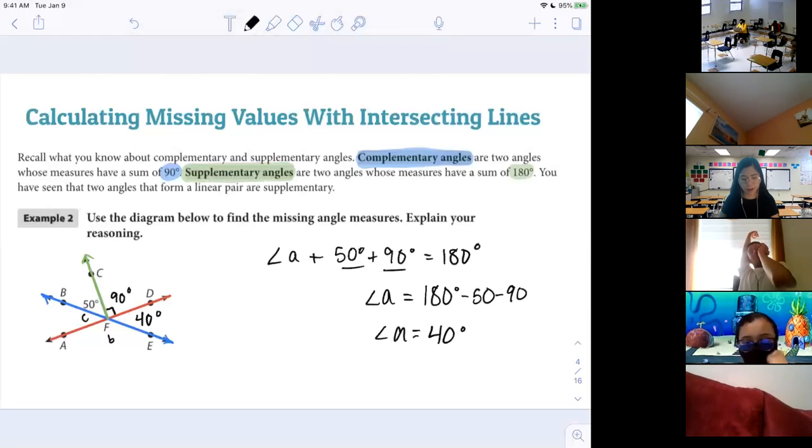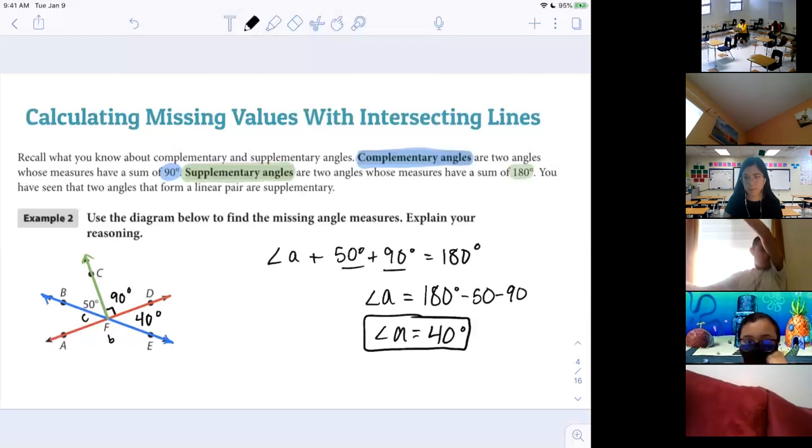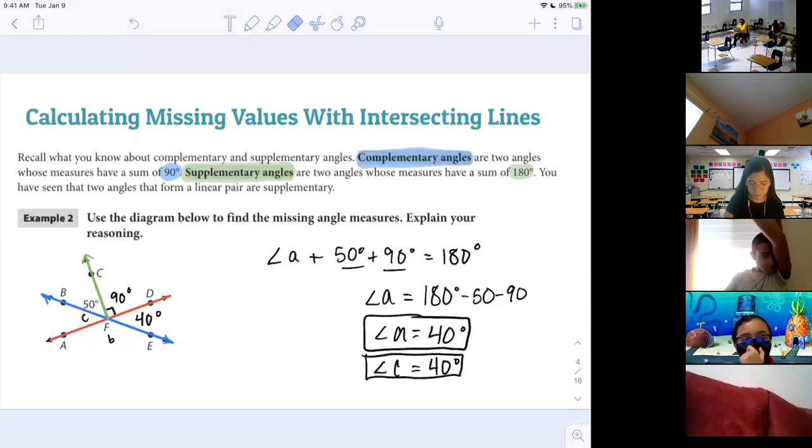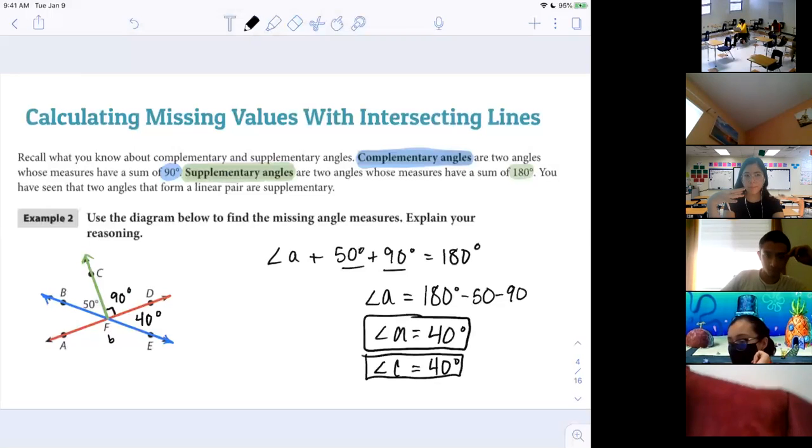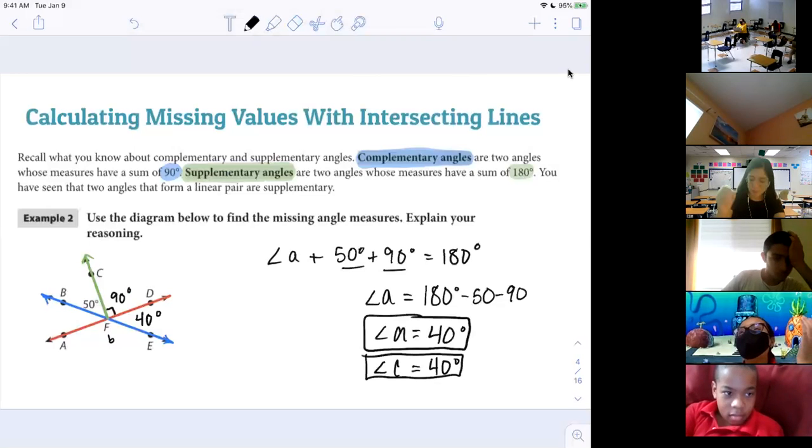So with that in mind, what else can I also label? Angle C. Good. Angle C is also going to be 40 degrees, because what is that relationship called? They're across from each other. They're not along the same line. They're opposite from each other. What is that called? Vertical angles. Vertical angles. Good. Angle A and angle C are vertical, so we know they're equivalent, they're congruent.